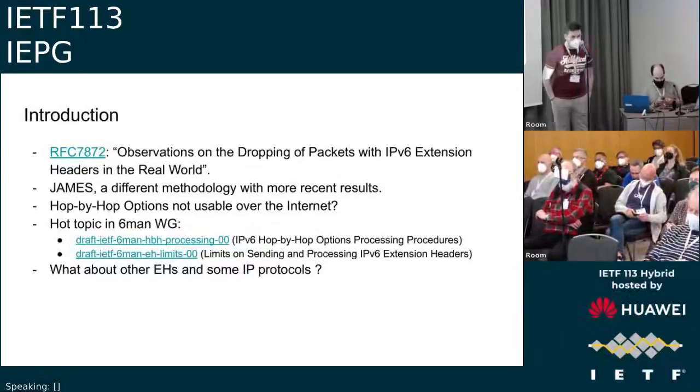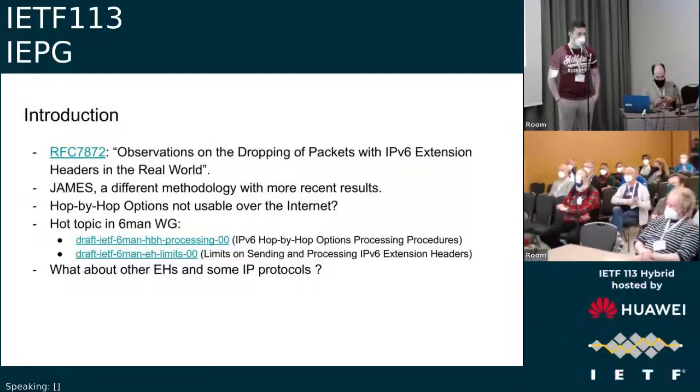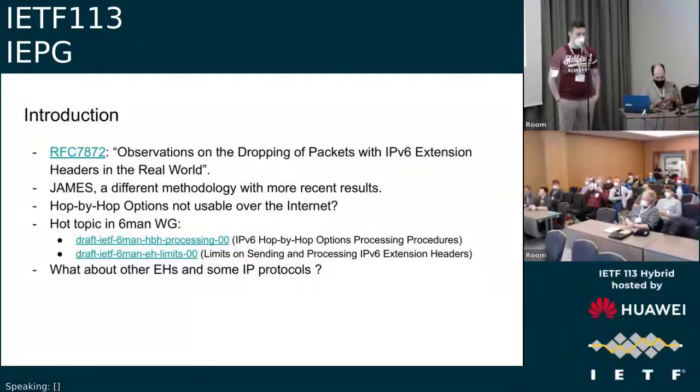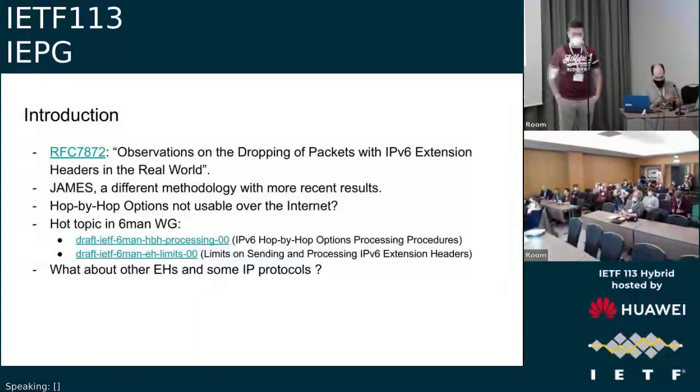Why did we come up with James? Actually, there is already RFC 7872, which was mentioned in the previous talk. And we wanted to present new, refreshed, and more complete results. You probably heard in 6man that there is a hot topic about hop-by-hop options. And the question is, are they usable or reliable over the entire internet?